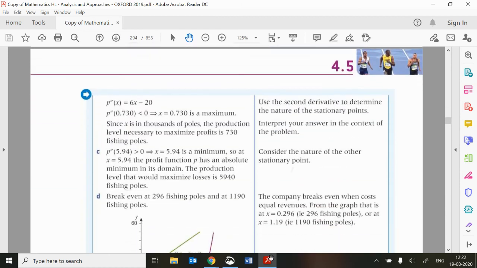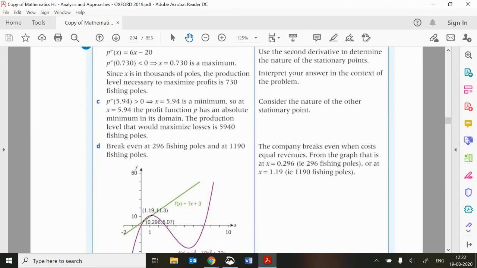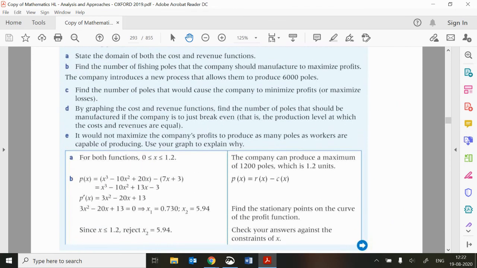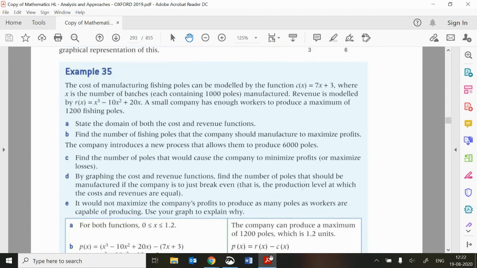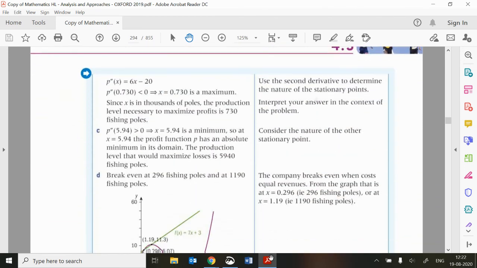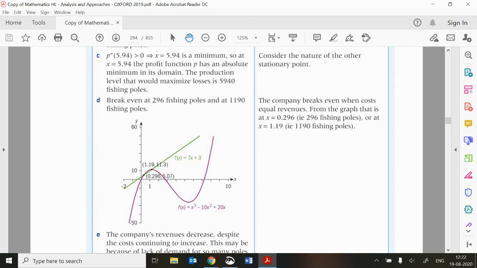So for part C, they really need to check the end point, okay, the start point. Now for part D, it's saying by graphing the cost and revenue functions, find the number of poles that should be manufactured if the company is to break even. Well, that's pretty straightforward. That's just setting the two functions equal to each other and then solving a cubic equation. And again, we've got techniques of solving cubic equations, so I'm not going to go into that at the moment. But you can see that that's exactly what they've done.